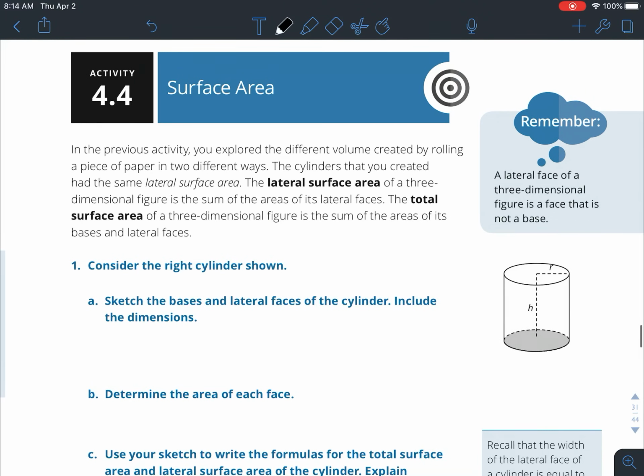So it says surface area. In the previous activity, you explored a different volume created by rolling a piece of paper in two different ways. The cylinders that you created had the same lateral surface area. The lateral surface area of a three-dimensional figure is the sum of the areas of its lateral faces. The total surface area of a three-dimensional figure is the sum of the areas of its bases and lateral faces. Now it's telling us to consider that right cylinder shown, over here on the right side. Sketch the base and lateral faces of the cylinder, including the dimensions.